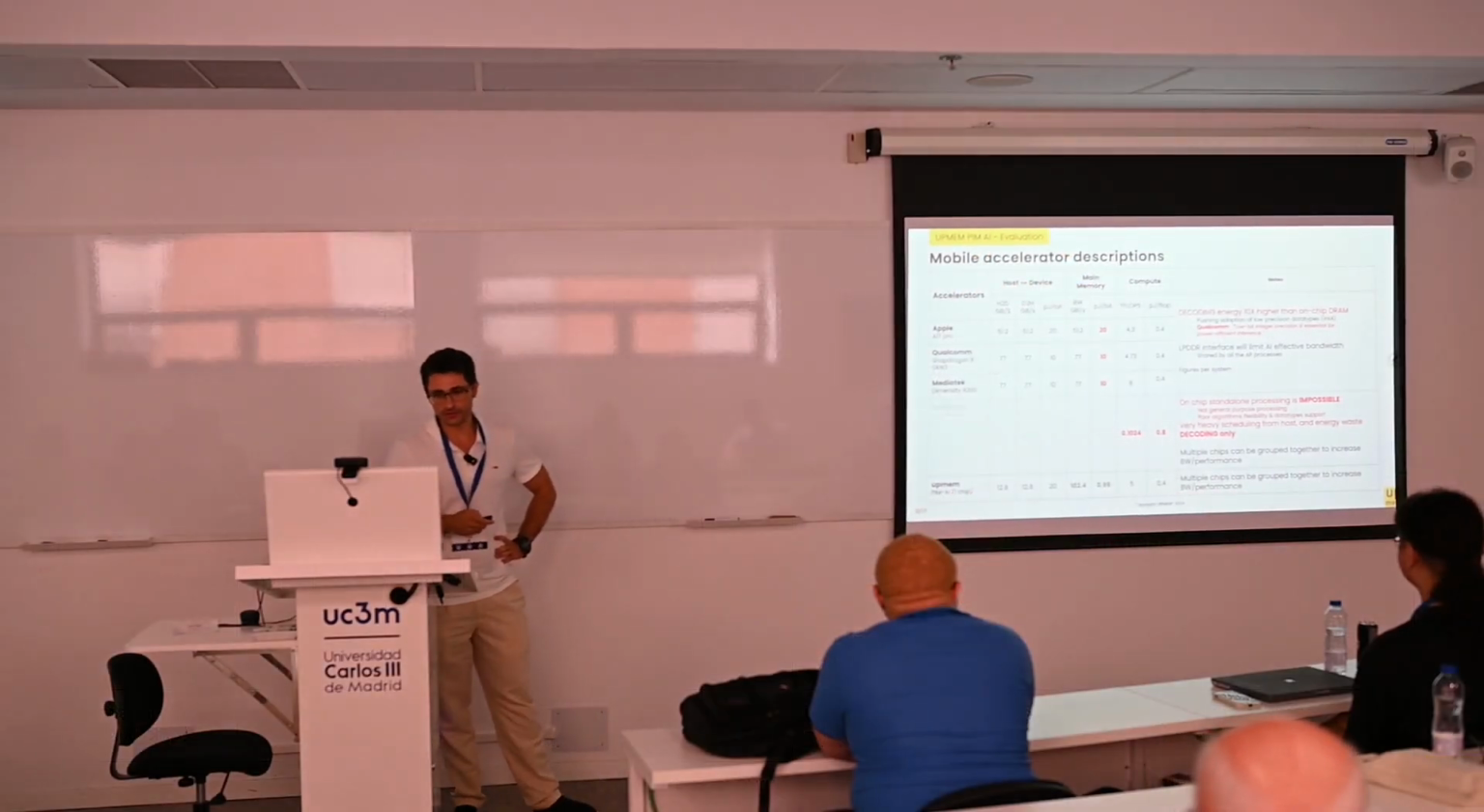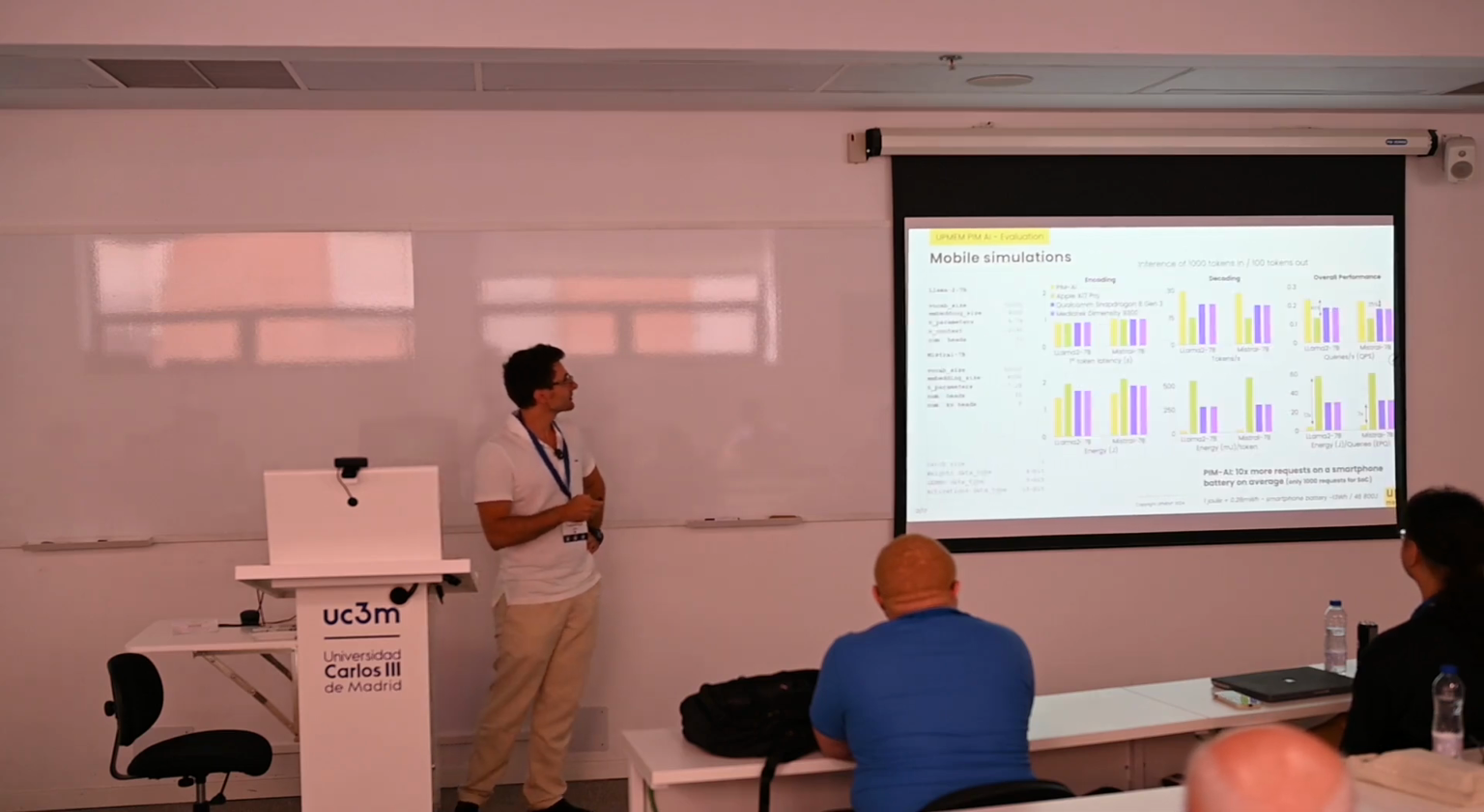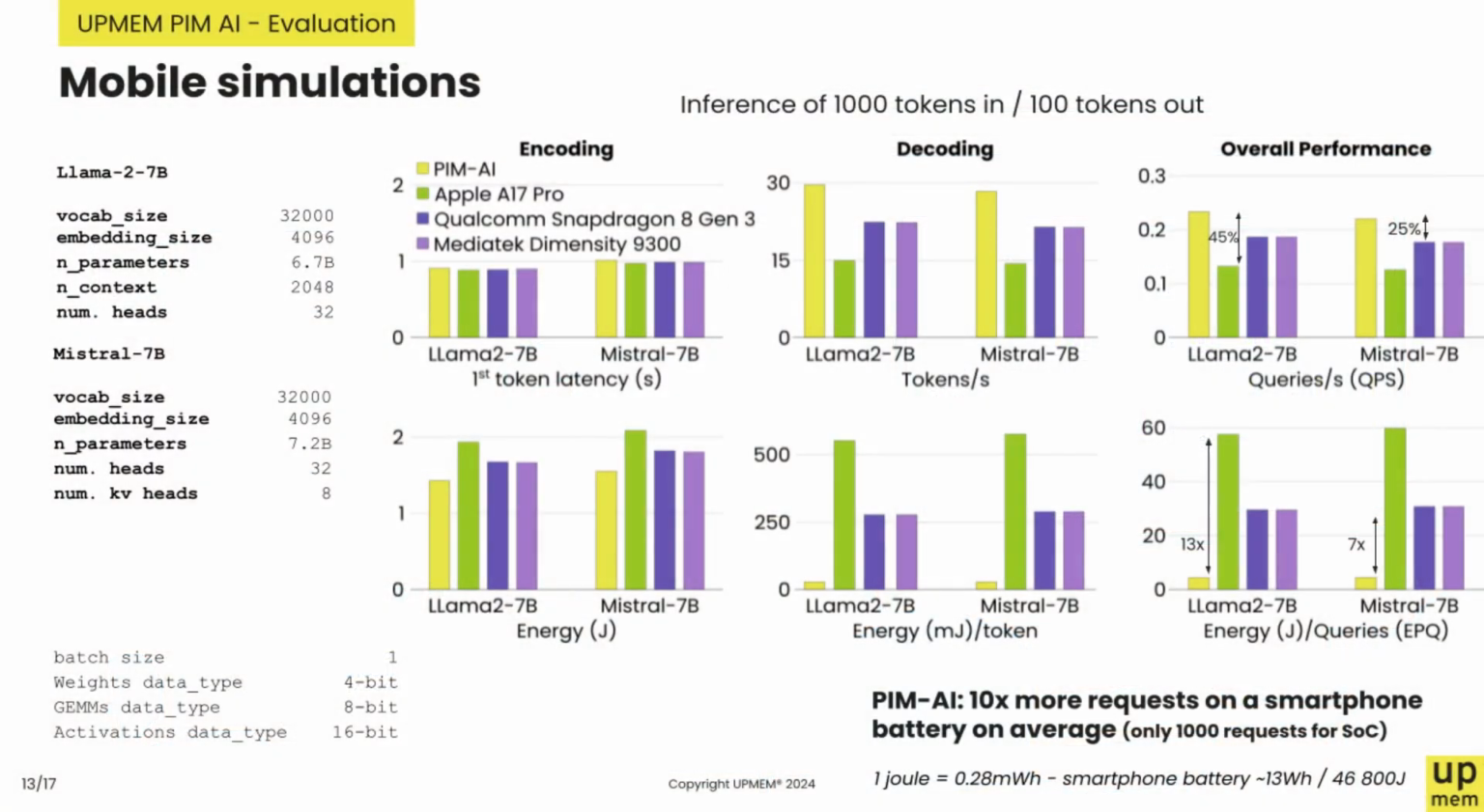So let's go with some benchmarks. I'm showing you here Llama 2 7B and Mistral 7B with these data types for all the weights and the activations, everything. We assume a batch size of 1 because we think that on a mobile, the user is a single user that will be making requests to the model. And we are simulating an input of 1,000 tokens in and 100 new tokens out.